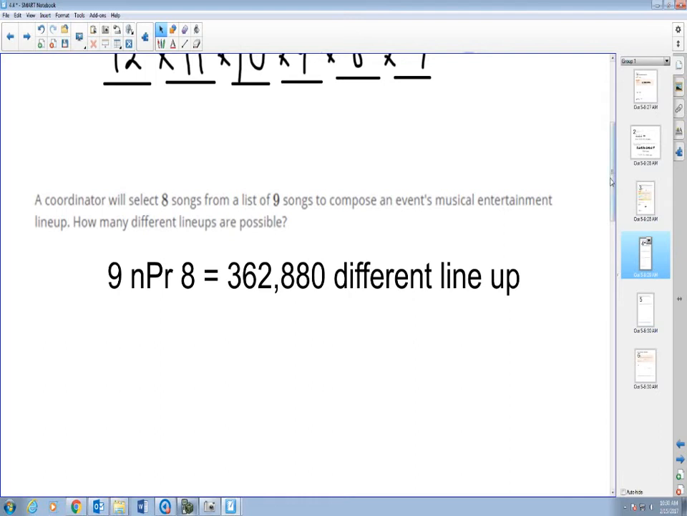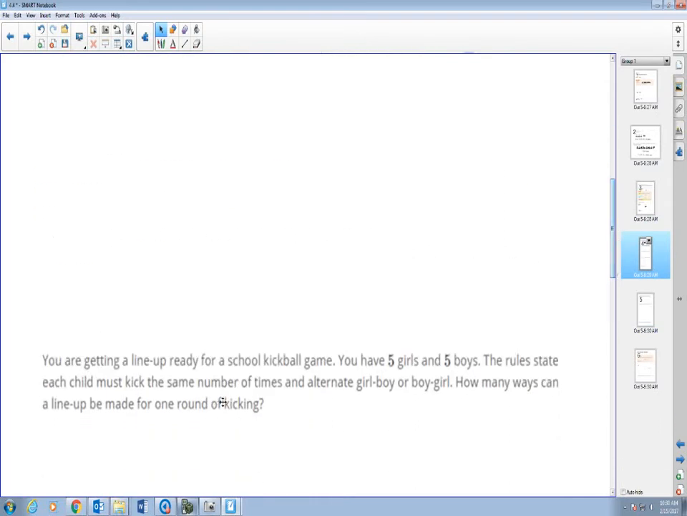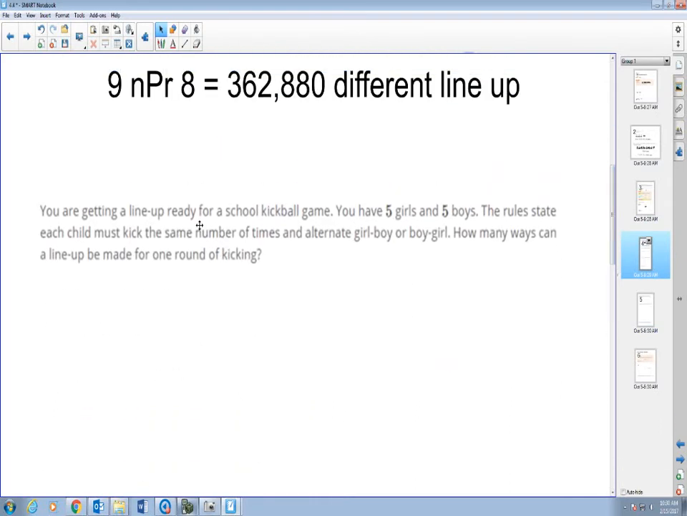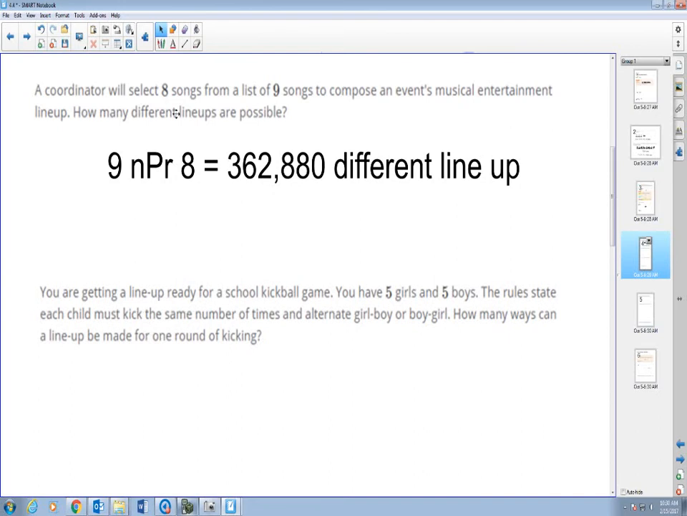Now the next one is quite difficult. Let's say we are getting a lineup ready for a school kickball game. We've got 5 girls and 5 boys. So when you see this lineup, it's just like the lineup of my songs, so the order does matter. The rule states each child must kick the same number of times and alternate girl, boy or boy, girl. Ooh, that makes it interesting.